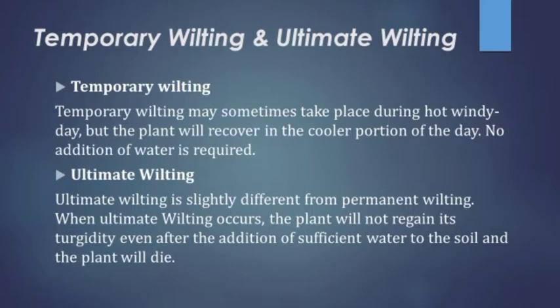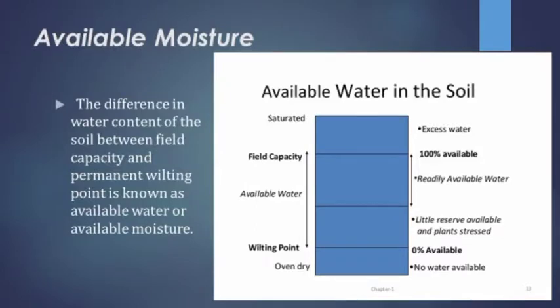Ultimate wilting is slightly different from permanent wilting. When ultimate wilting occurs, the plant will die eventually, even if you pour in water. In permanent wilting, if you pour in water, it will regain its life, but in ultimate wilting point, it will not regain its life. It will die soon. Next two slides are important to understand.